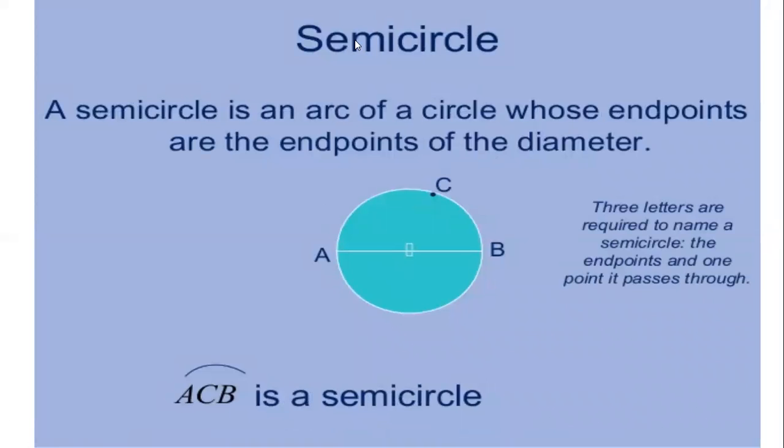Then if we look at a semicircle, it is an arc on the circle whose endpoints are the endpoints of the diameter. The diameter, you can see AB is the diameter because it passes through the center. If we consider this half ACB, this half of the circle, it's what we call a semicircle because it divides the circle into two equal parts. This other half is also a semicircle.